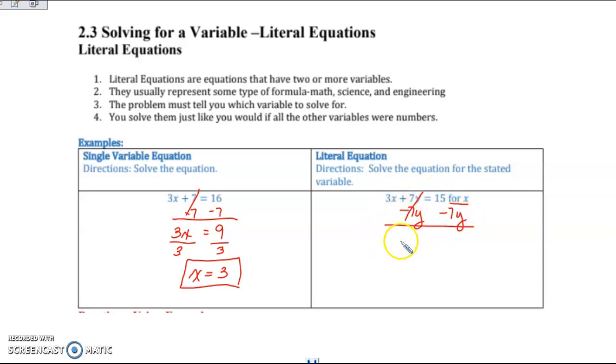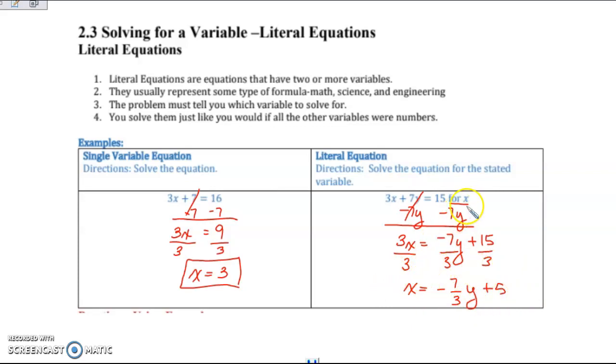So 7y is no longer on the left. I have 3x. I like my variable to come before my constant, so I'm going to put negative 7y, and then because 15 is positive, plus 15. Now I have my variable on the left, but it's still not alone. I have to get rid of this 3, so I'm going to divide everything by 3. So x is going to equal, I can't simplify this anymore, so I'm going to leave it in its improper fraction form, negative 7y over 3, plus 5. So this is how you solve a literal equation.